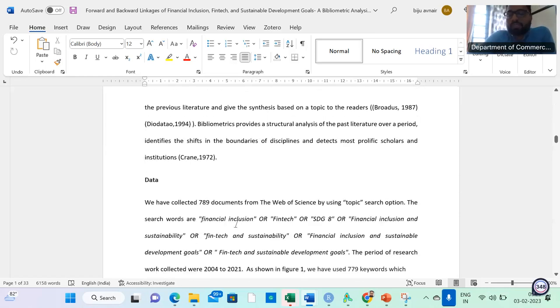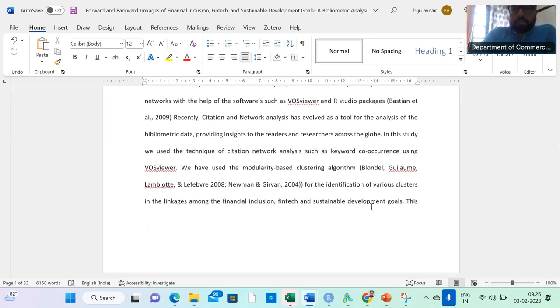We have a search option that is financial inclusion, fintech, SDG 8, or financial inclusion sustainability, or fintech sustainability, or financial inclusion sustainable. This is the Boolean search operator we specifically use for the search option to connect these keywords. So we have collected data from 2004 to 2021. That's the period of data collection.